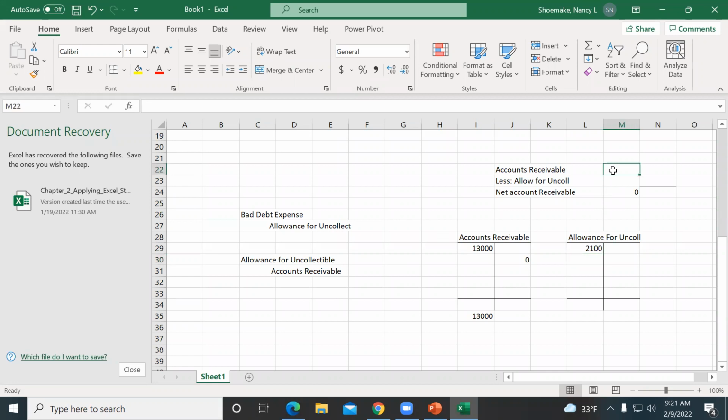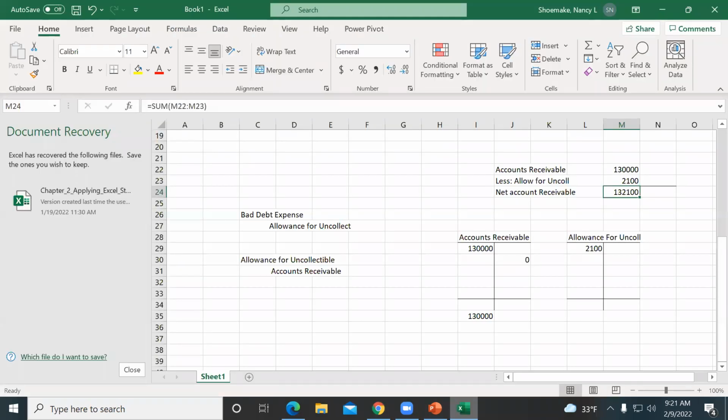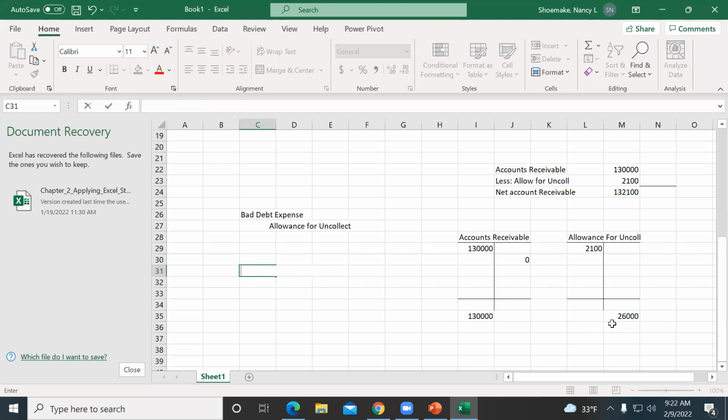So let's just look at what that means. Our accounts receivable is 130. If we had a $2,100 debit, that means our net accounts receivable is sitting up here at 132.1 because it's a debit. Now it asks us, on December 31st, 2024, Southwest estimates uncollectible accounts to be 20% of accounts receivable. What is 20% of 130,000? 26,000. What that means, this number here needs to be 26,000. So what are we going to do to get 26,000 here?